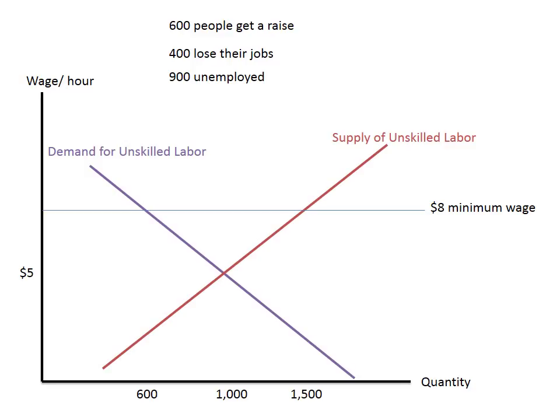Let's define an unemployed person as somebody who would like to work at the prevailing wage but can't get a job. Now, some of these people are people who didn't want to work at $5 an hour but do want to work at $8 an hour. So the unemployed consists of two groups of people. First, there are people who would like to work at $5 an hour but now can't get a job. And there are other people who want to work at $8 an hour but didn't want to work at $5 an hour. Basically, the unemployed is the surplus of labor, and in this market there's going to be 900 people.